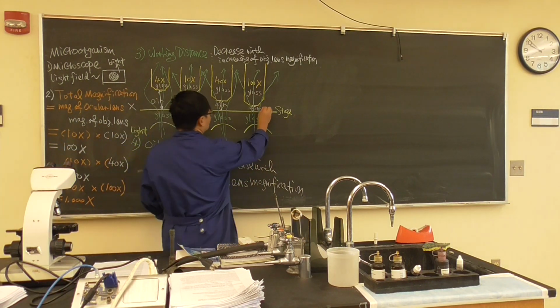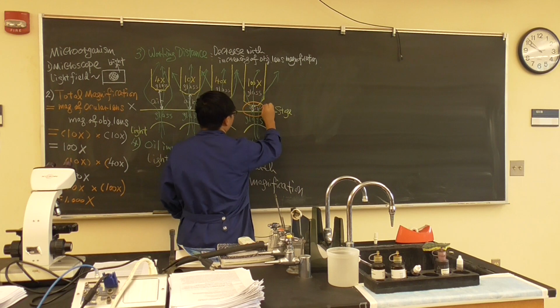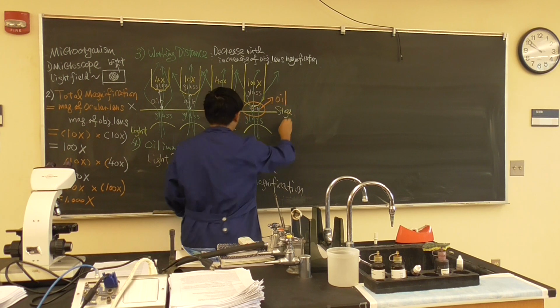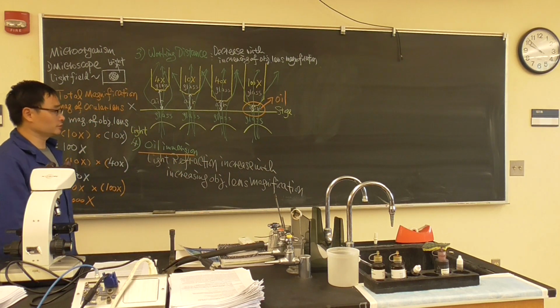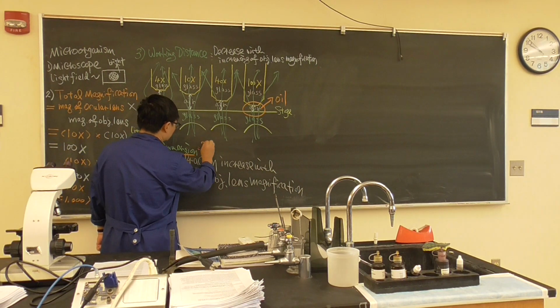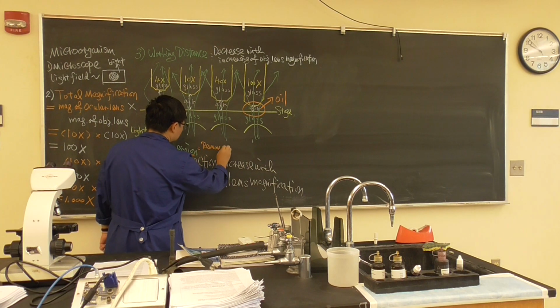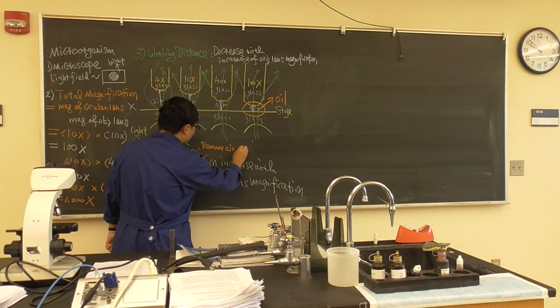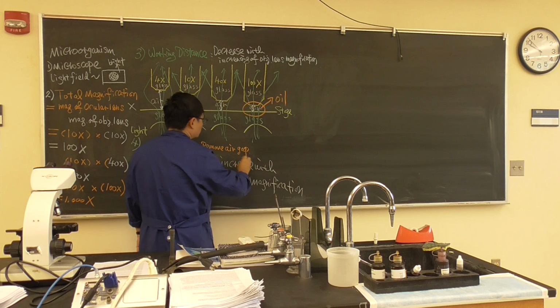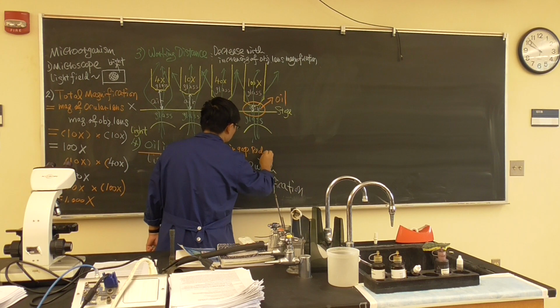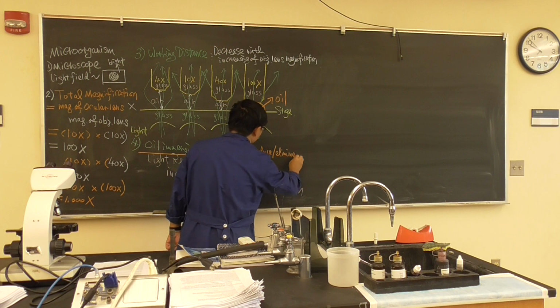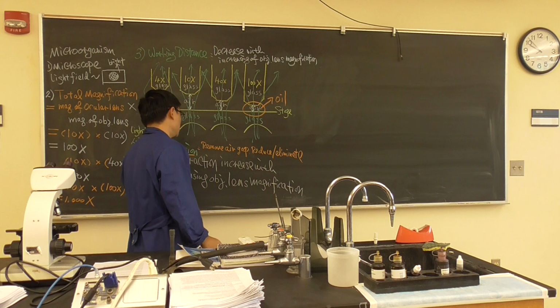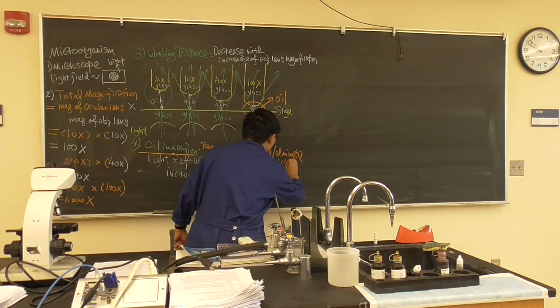We're going to put one large drop of the oil. That is called oil immersion. What's the function of the oil immersion? It is to remove the air gap, reduce, or we say eliminate, it won't completely eliminate, we just say eliminate light refraction.